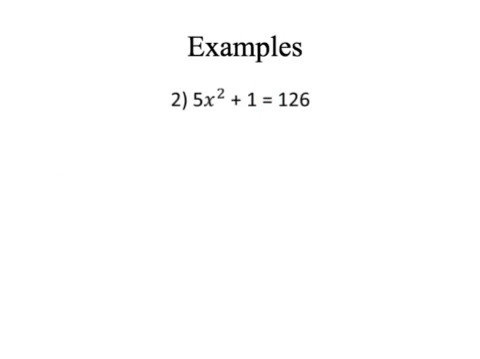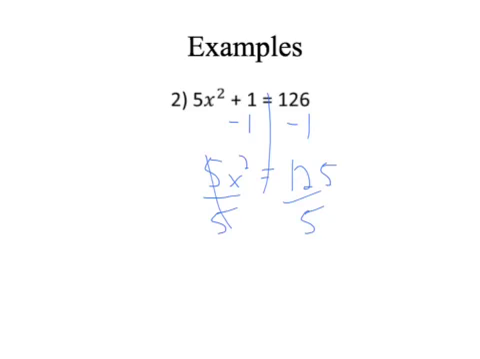For the next equation, we have a couple steps we need to do before we can take the square root. You always want to get rid of your constant first, get rid of the number by itself, so you want to subtract 1 on both sides. This gives you 5x squared equals 125. Then x squared is still not by itself, so I need to divide both sides by 5. My 5's cancel, and it gives me x squared. 125 divided by 5 is 25. And then take the square root of both sides. The square root of x squared is just x. The square root of 25 is 5, and do not forget to put your plus or minus in front of it.